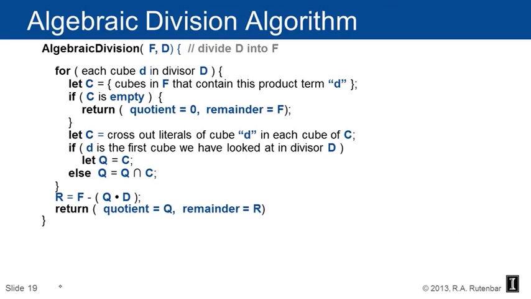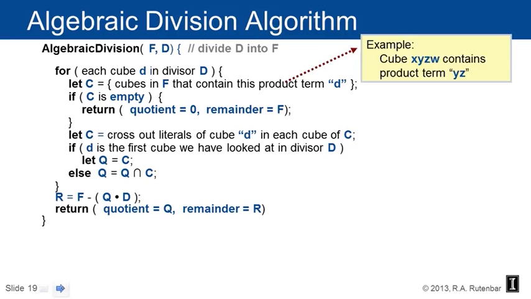So here's the high-level algorithm. We're going to walk through this, and then we're going to do an example in a simple tabular form so you can see how it works. So algebraic division, we pass in f and d. We want to divide d into f. And so it starts, for each cube d in the divisor: let C be the cubes in f that contain this product term, small d.